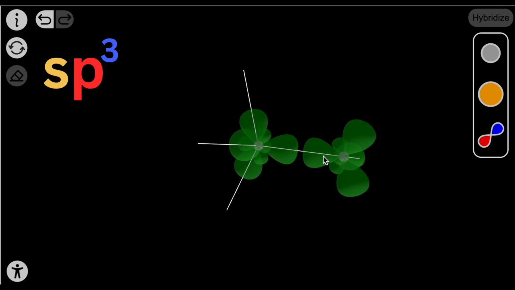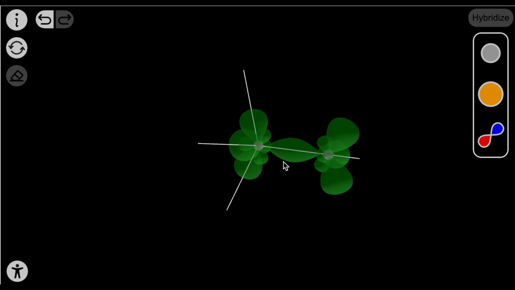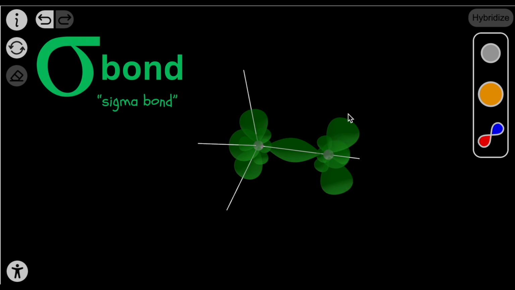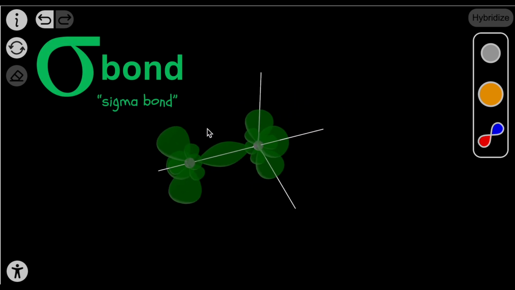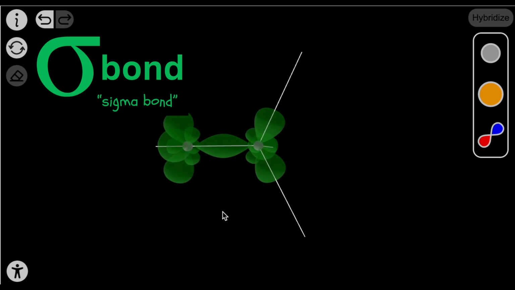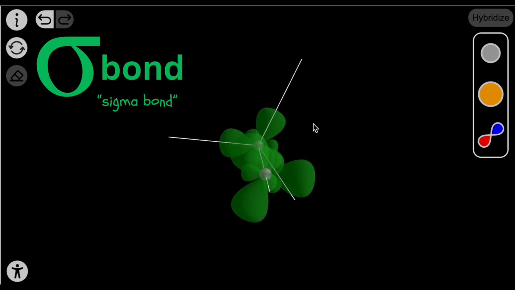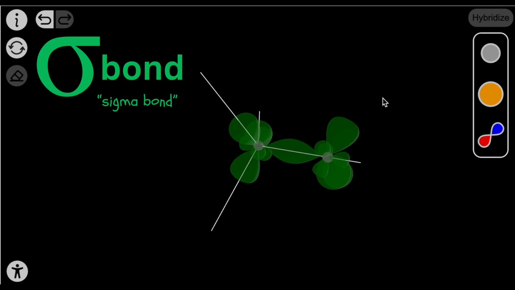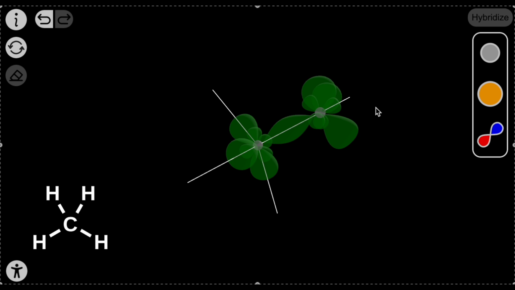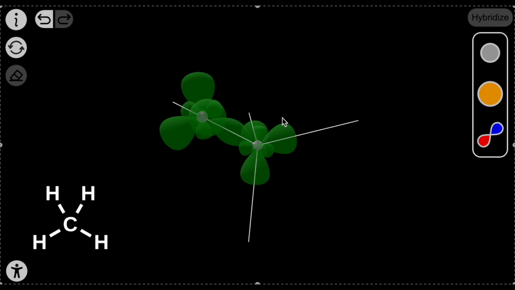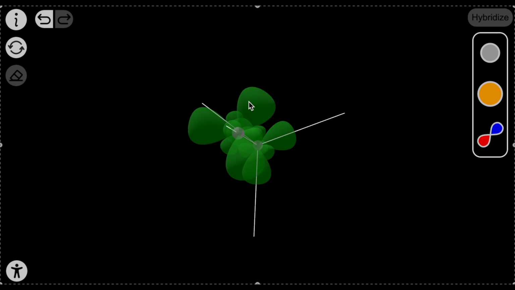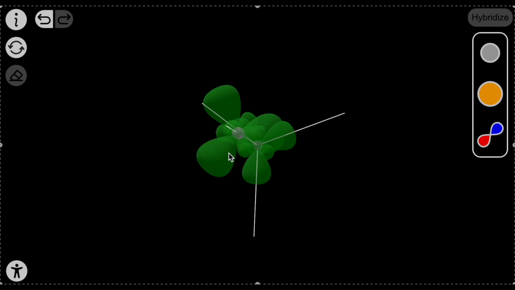Let's see what happens when I make a bond. This bond right here is called a sigma bond. It's the first bond that's formed, and it's the bond that forms along the internuclear axis. So that's a single sigma bond. One interesting thing here that you'll see about this single bond is that it can freely rotate. And we've talked about this a lot in this class, but that single bond can rotate easily. We're going to see how a double bond cannot do that.